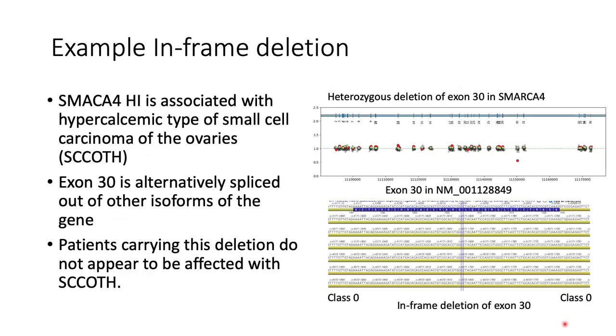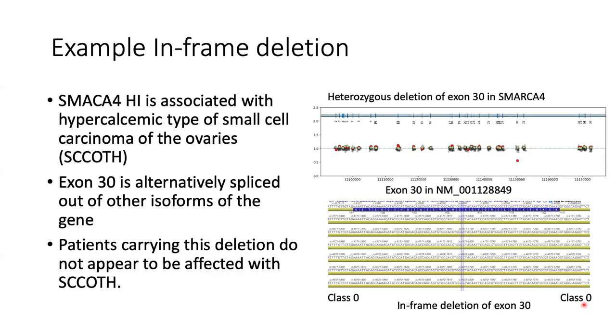Here I have the opposite example. SMARCA4 haploinsufficiency is associated with a very specific type of ovarian cancer that is called small cell carcinoma of the ovary, hypercalcemic type. And in this case, I have a deletion of exon 30. So if you look at both ends of the deletion of exon 30, there is three nucleotides here. This is a class zero intron, and three nucleotides here of the codon. That's a class zero exon. So it's an in-frame deletion of that exon.